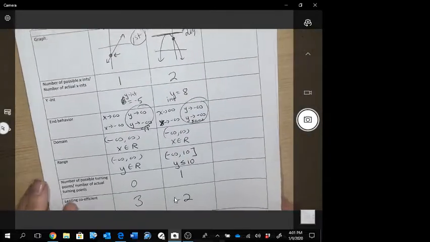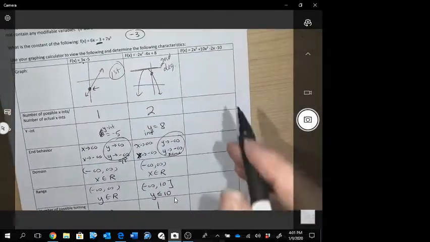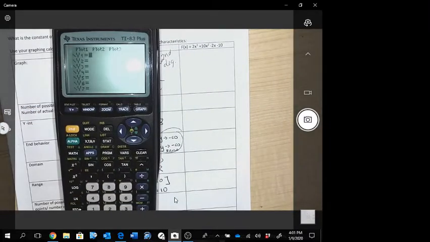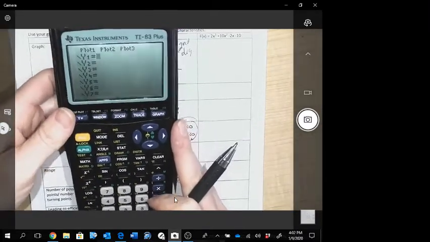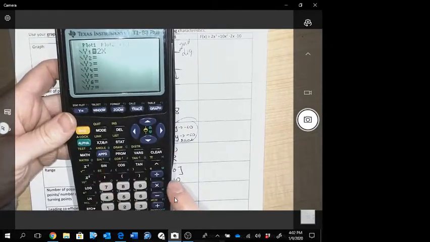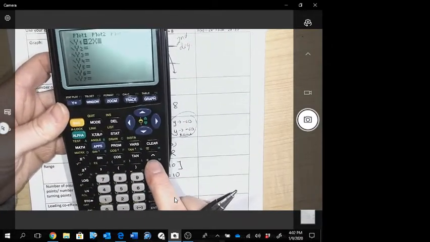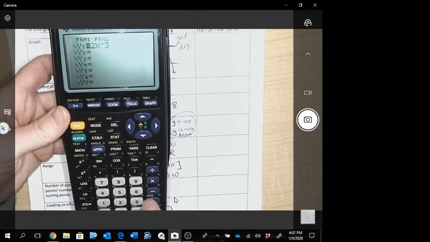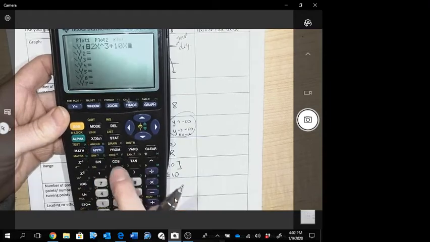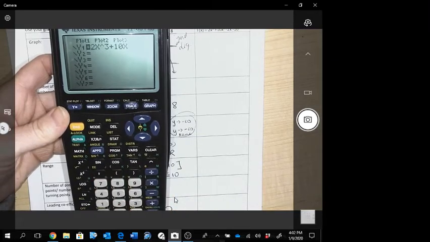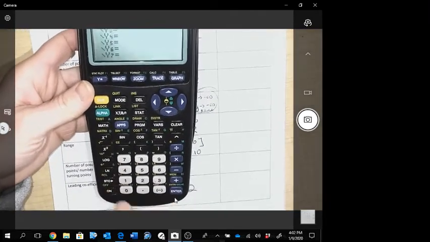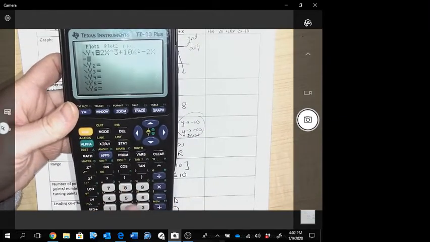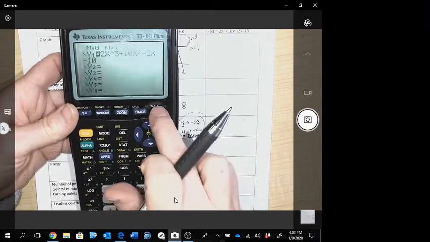Okay, next we have a cubic, so we're going to go to our y equals. We're going to type all that in. 2x, here's how you do a cubed, to the exponent 3, plus 10x, and you could go exponent 2, or you could put the faster button of squared, minus 2x minus 10. Okay, we're going to graph.